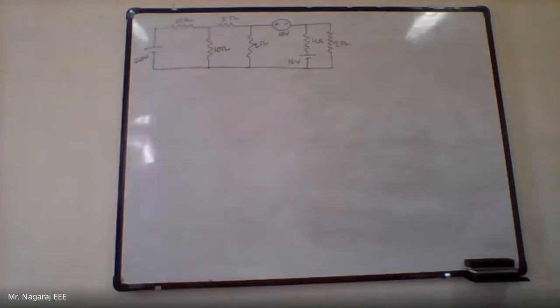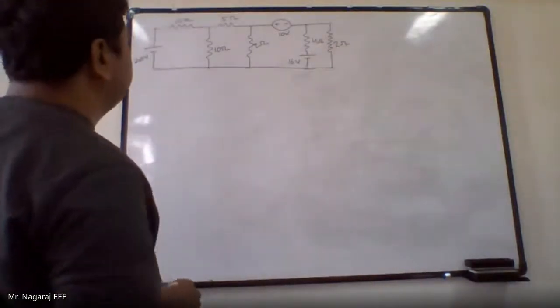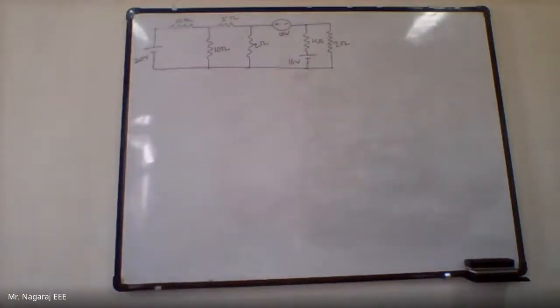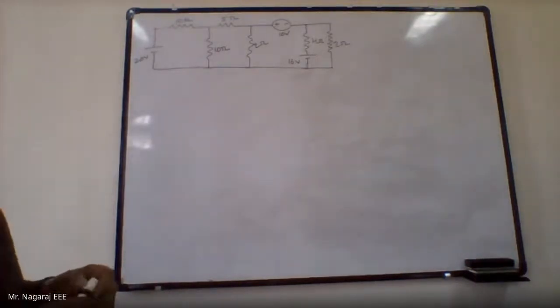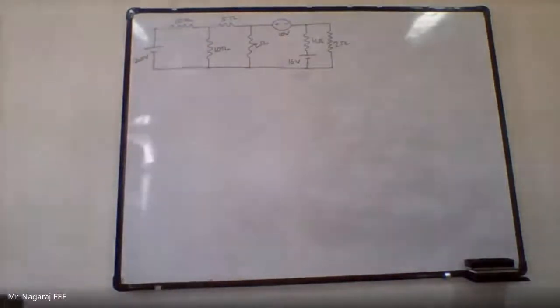The circuit is given. The question is, find the node voltages and current through the 4 ohm resistor.